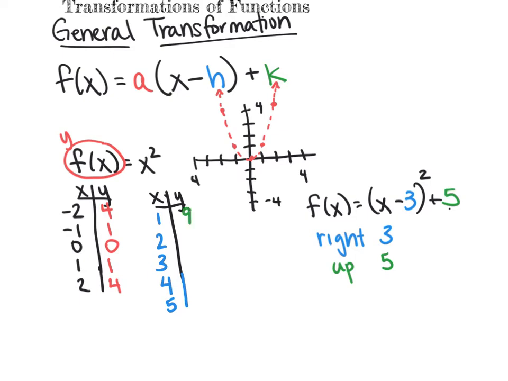So 4 plus 5 is 9. 5 plus 1, or 1 plus 5, is 6. 0 plus 5 is 5. 1 plus 5 is 6. And then 4 plus 5 is 9.